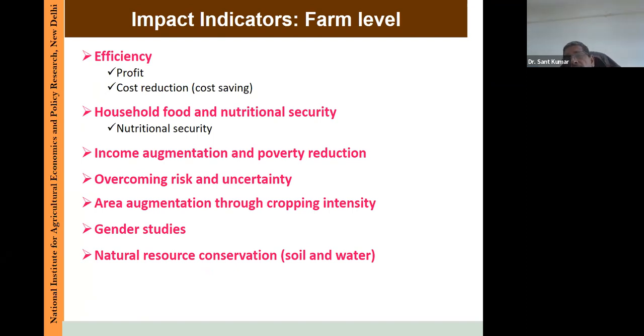If we take the indicator at the farm level, efficiency will be the one. Under that we can have the sub indicator, the profit. We can have the cost reduction, cost saving. At the household, food and nutrition security, nutritional security could be the other. The income augmentation and poverty reduction could be another indicator. Overcoming risk and uncertainty could be another indicator. Gender related and the resource conservation.